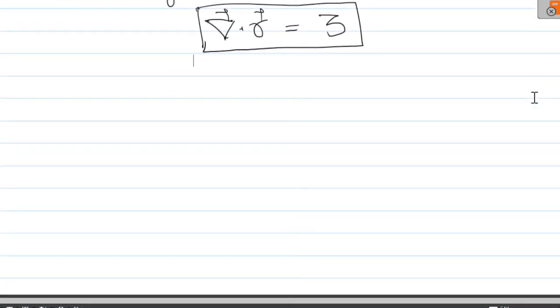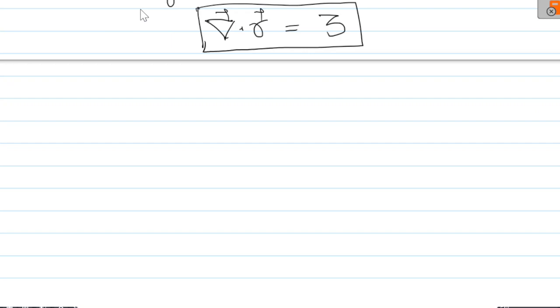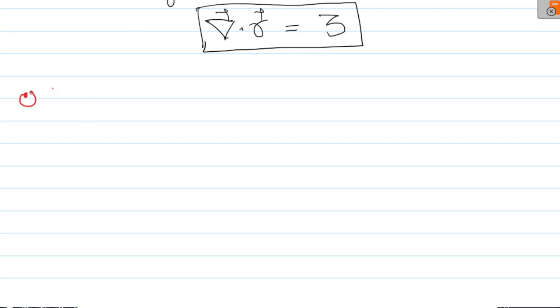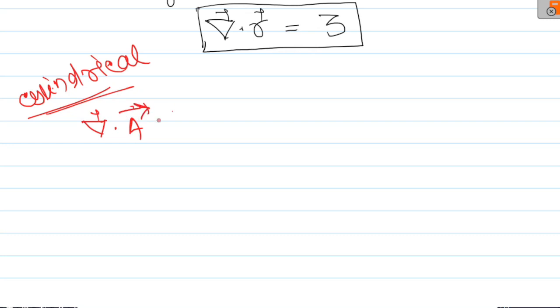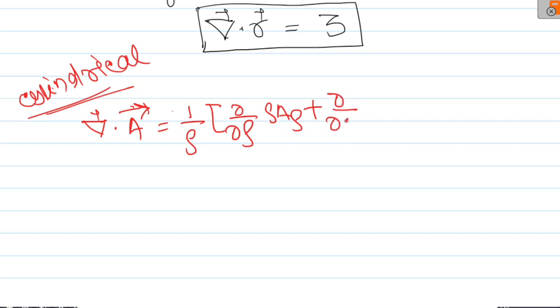Okay, next we will do it in a similar way for the cylindrical coordinate system. Again, first we have to express the divergence and position vector r in the cylindrical coordinate system. So divergence of any vector A equals 1 by rho del by del rho of rho A rho plus del by del phi of A phi plus del by del z of rho A z.